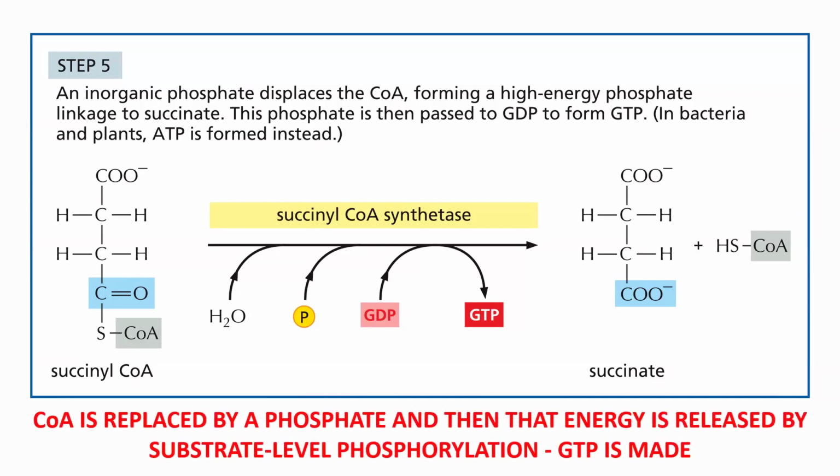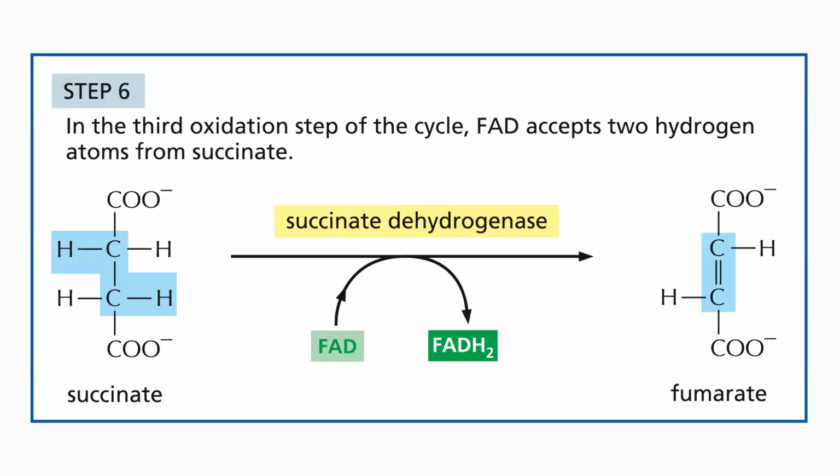So again, the high energy bond that's linking CoA to succinyl is replaced by a phosphate briefly. Then that high energy bond is broken and used, the energy released is used to phosphorylate GDP into GTP, our first triphosphate, and succinate is made. Step 6. Succinate is going to be oxidized to make fumarate, and another great enzyme name, succinate dehydrogenase. This is going to take electrons and put them onto FADH2.